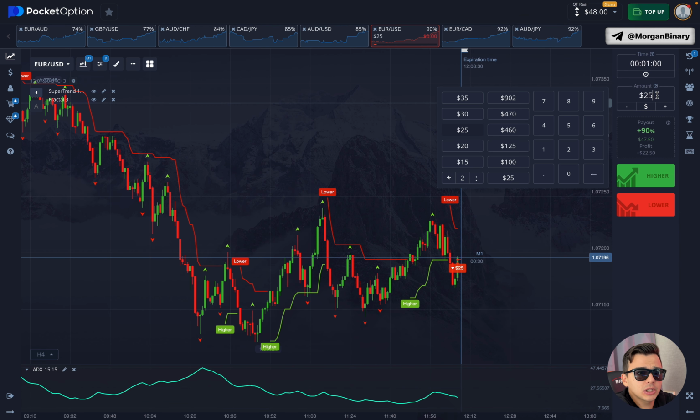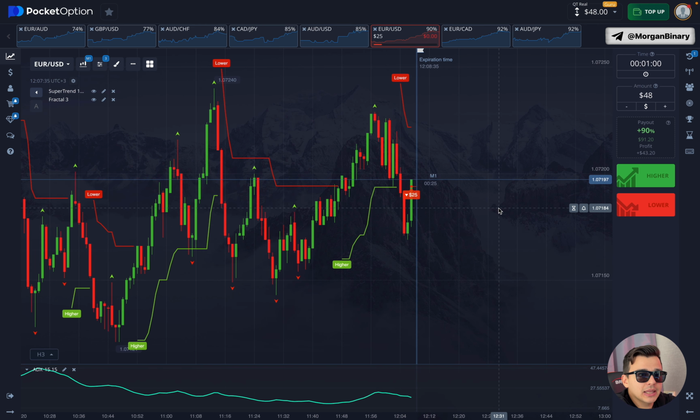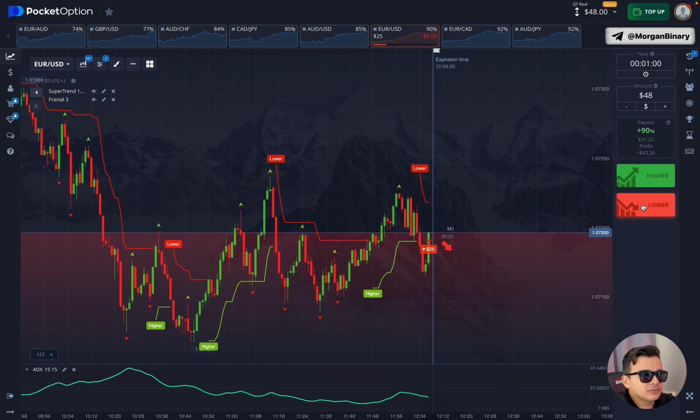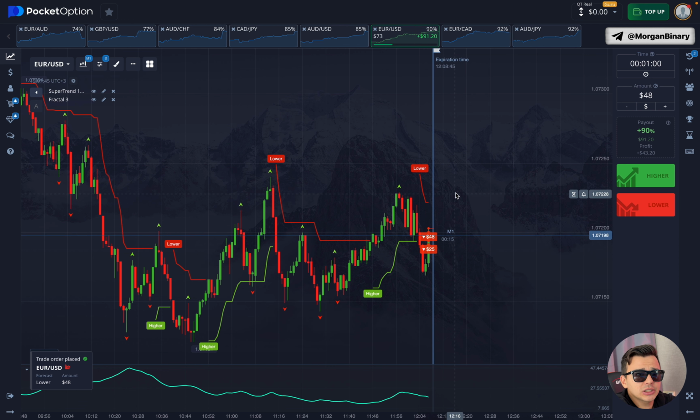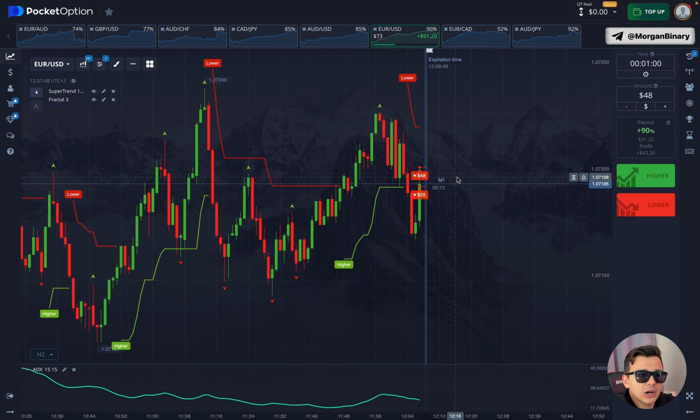And here I will open a trade on the downside. Perhaps another sharp impulse upward. And I will open another trade. Let's open a trade right here. I will open a trade down again.